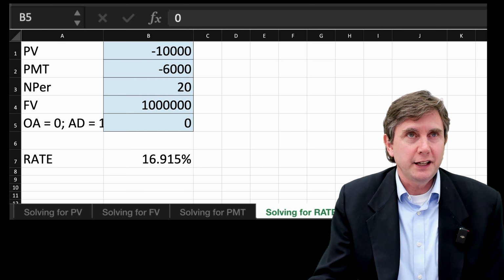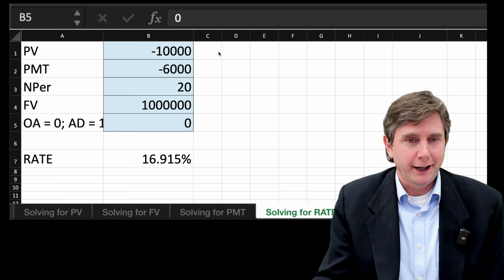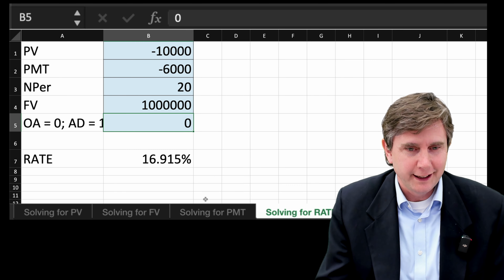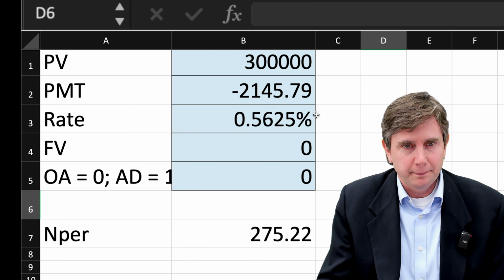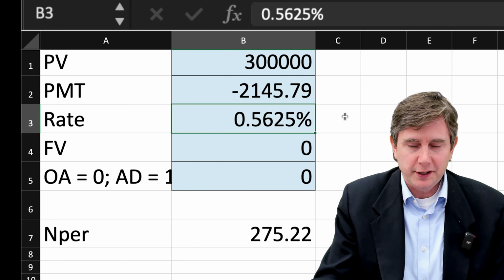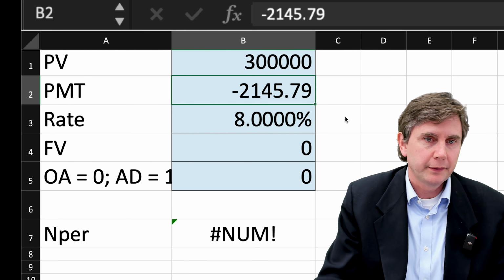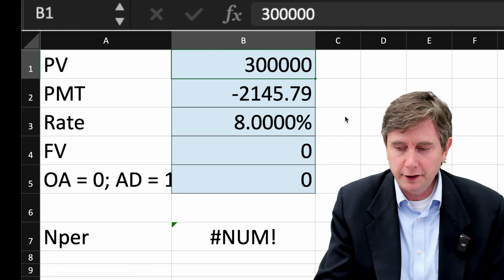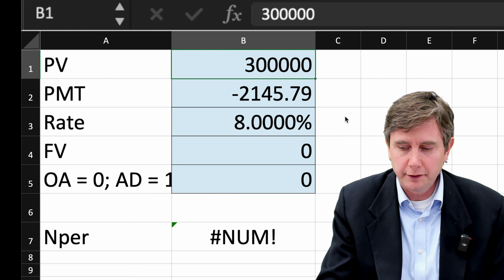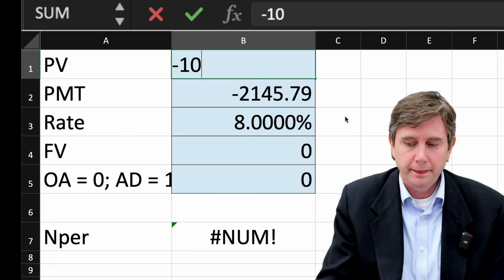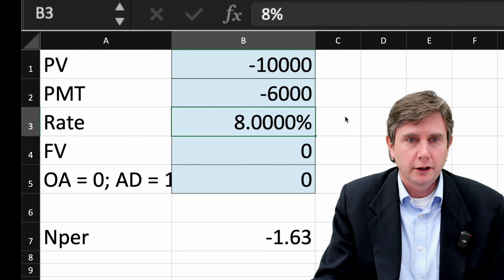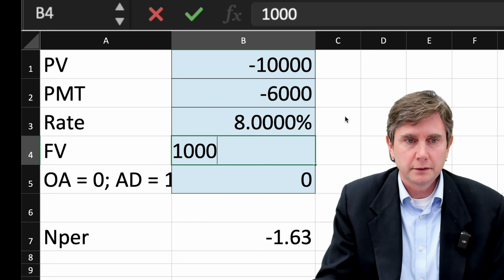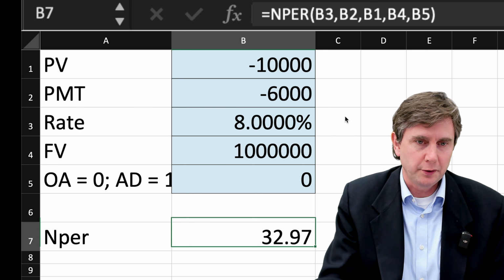And last but not least, we got in a little bit to the idea that maybe that's not a realistic return, right? And so we can then find number of periods in a more realistic setup. So if we have an 8% return, and we're going to go ahead and start with negative 10,000 in our Roth, and we're going to put 6,000 in a year. Our goal is $1 million. And you can see 32 years to get there.